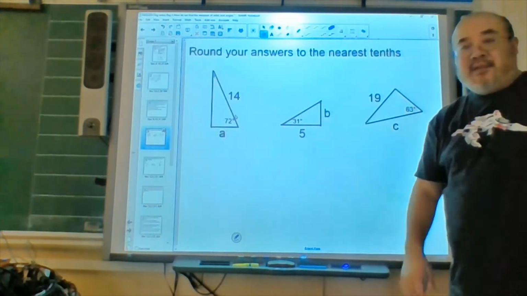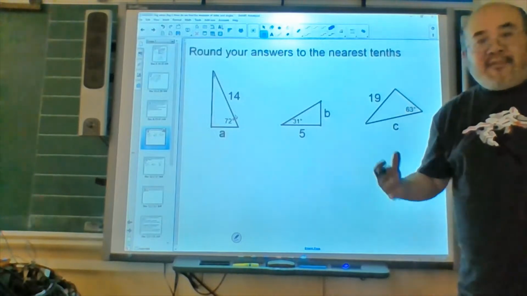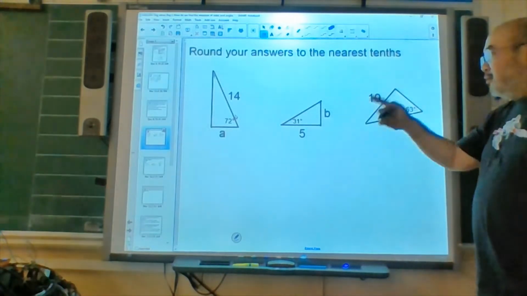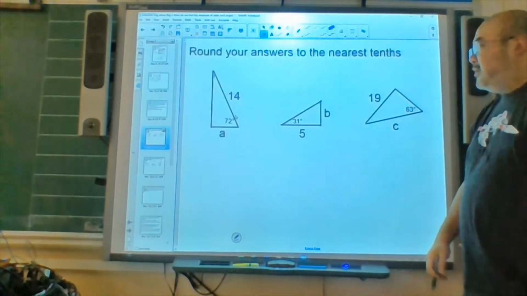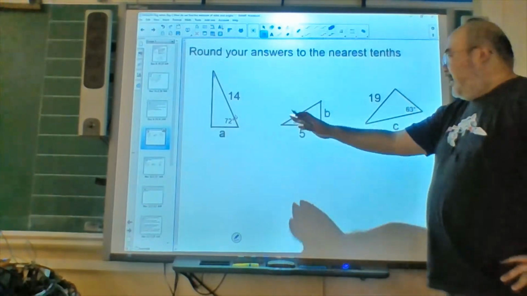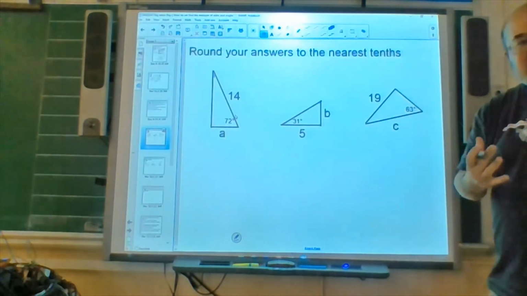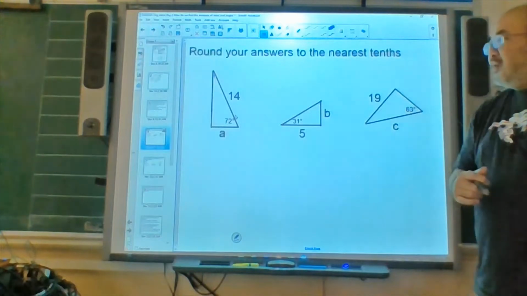So we want to practice a little bit with our trig ratios. And so we have three problems here. There are three right triangles. And in this case, we'll find side A, side B, and side C, each one being a different side with maybe a different location of the angle.